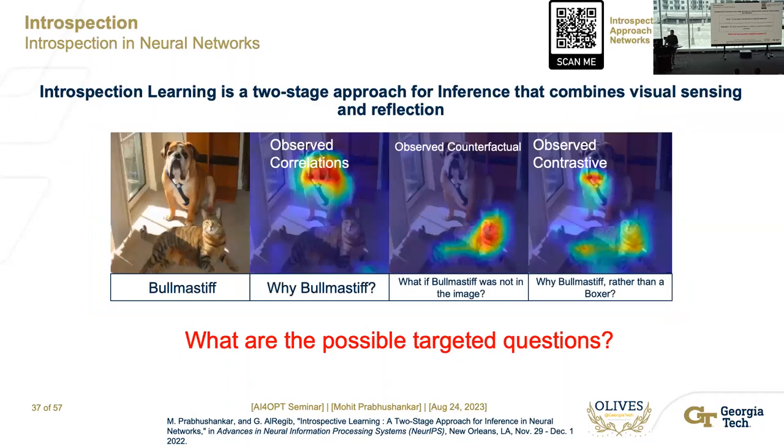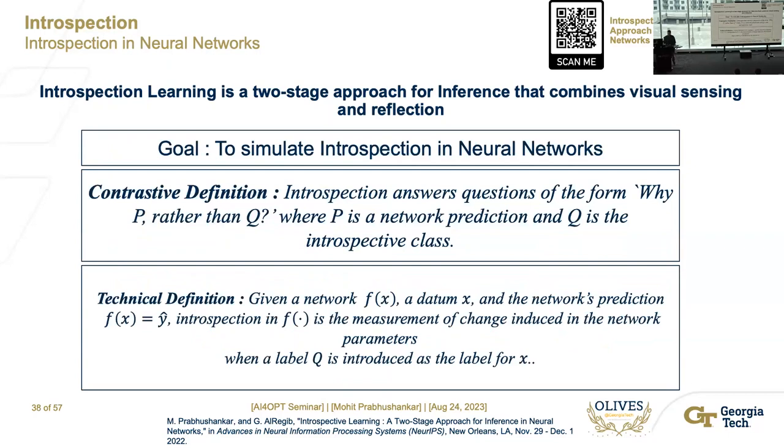And the question then is, okay, what are these possible targeted questions? We already have access to this. We already talked about three of these kinds of paradigms, where it can be some kind of correlations, or some kind of counterfactual questions, or some kind of contrastive questions. All of them are pretty targeted. They're targeted at the prediction that was made. So we can take all these things in order to show that introspection is possible based on these kind of targeted answers.